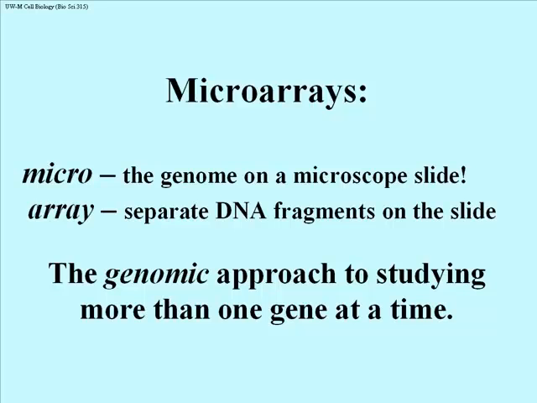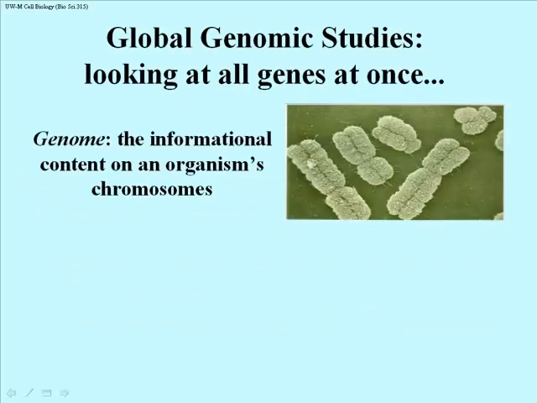can get. You can put into an array on a microscope slide, and by this I mean a slide no bigger than a conventional microscope slide. It might take 2 or 3 slides, or perhaps a few more, to hold a large genome, but you can get the whole genome into a very small space. This then is the genomic approach to studying more than one gene at a time. So this is global genomic studies looking at all of the genes of an organism at once.